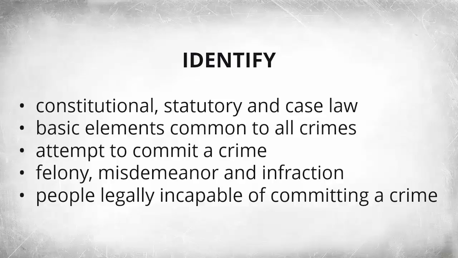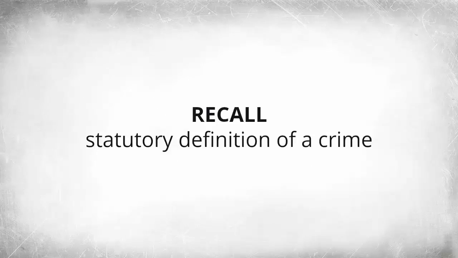After review and study of this study guide, you will be able to identify the relationship among constitutional law, statutory law, and case law, the basic elements common to all crimes, the basic elements required of an attempt to commit a crime, the three classes of crime as a felony, misdemeanor, and infraction, and the people legally incapable of committing a crime. You'll be able to recall the statutory definition of a crime.